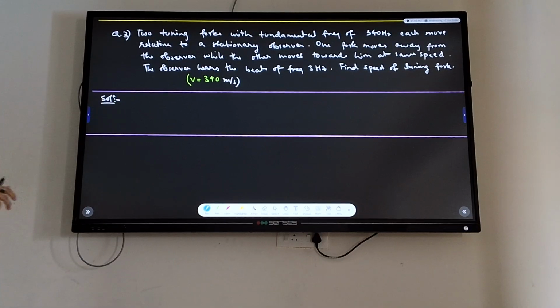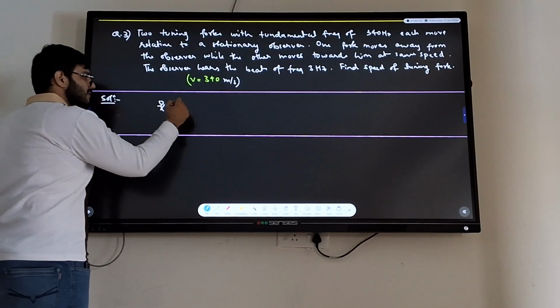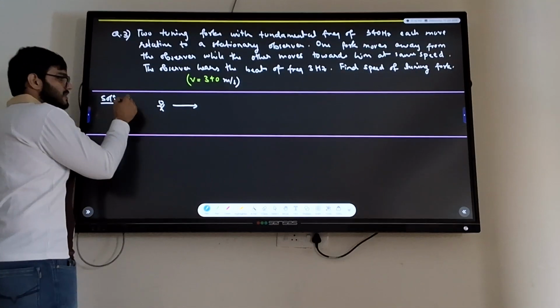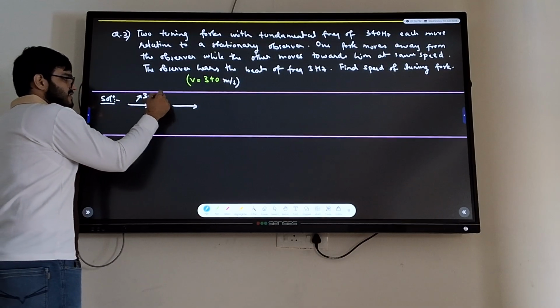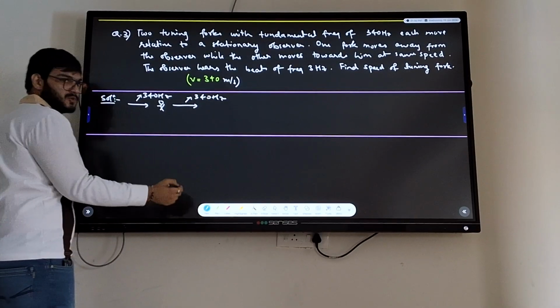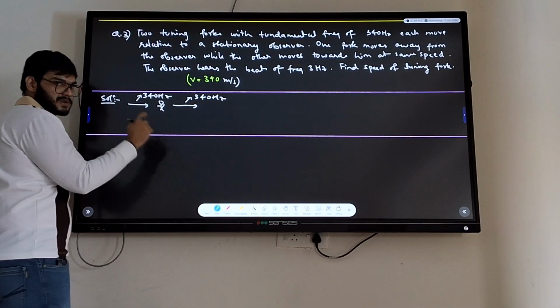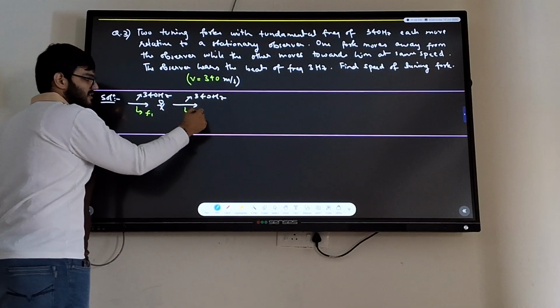Let's see now. Whatever I am telling you, listen to that. You have 2 tuning forks and they have the same fundamental frequency. They are moving towards a stationary observer, but they are moving in opposite directions. If I have the observer here, then one of the tuning forks is moving in this direction, and one of them is moving in this direction.